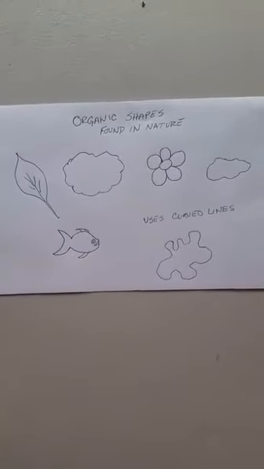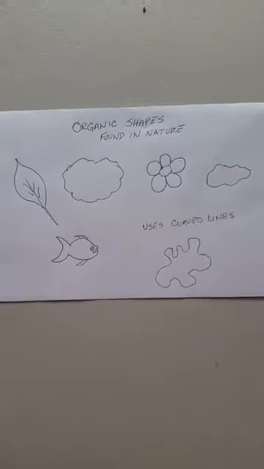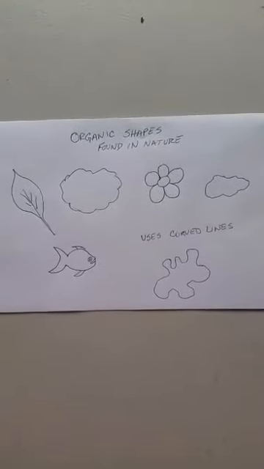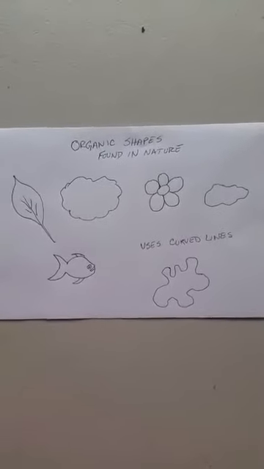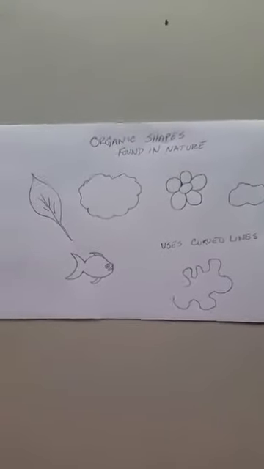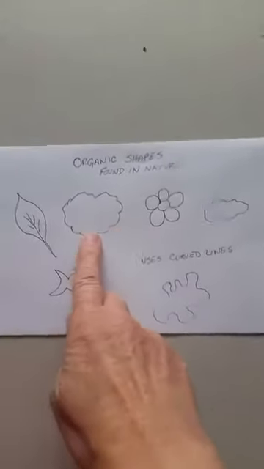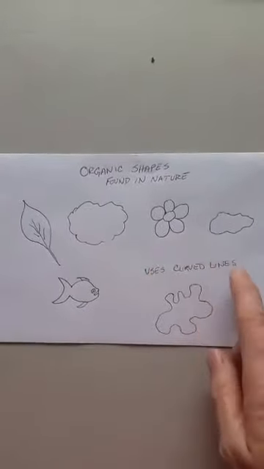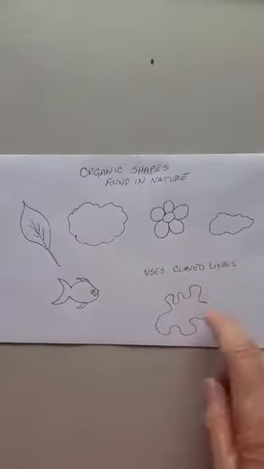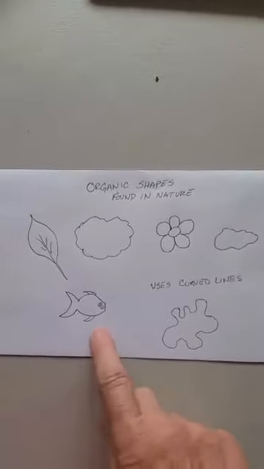Now let's talk about organic shapes. These are irregular shapes created with curvy lines. Typically, these are shapes that you're going to find in nature. I've drawn some examples here. A leaf, a cloud, a flower, a puddle, a squiggly wiggly line that encloses the shape, not sure what we want to call that, and a little fishy.